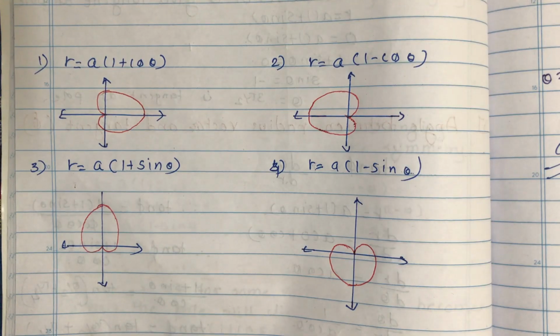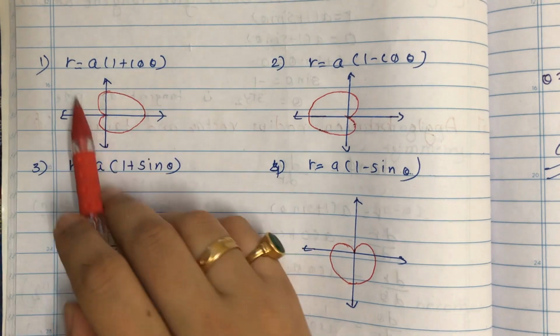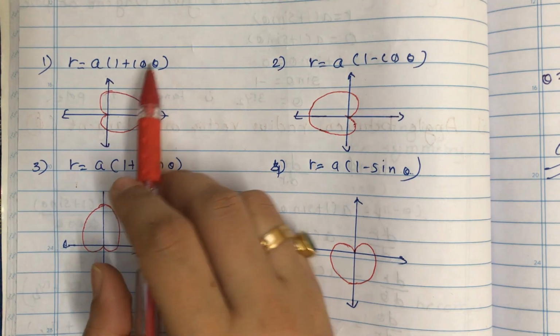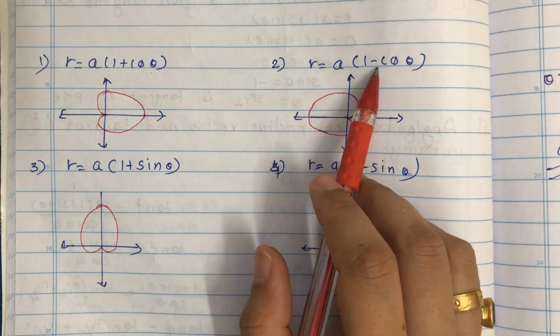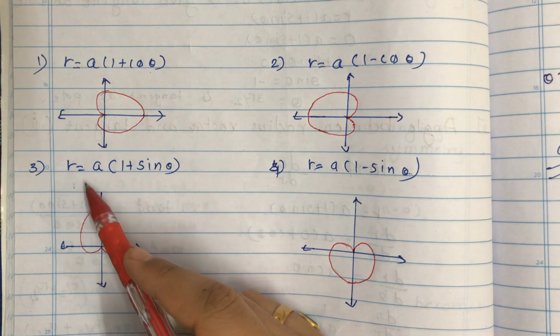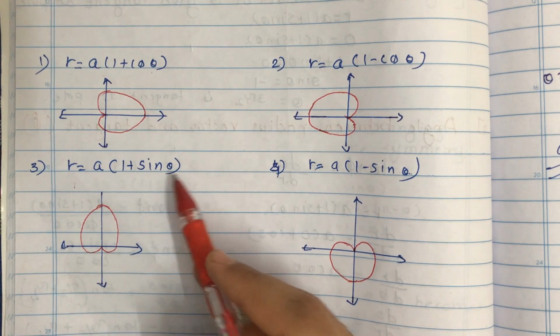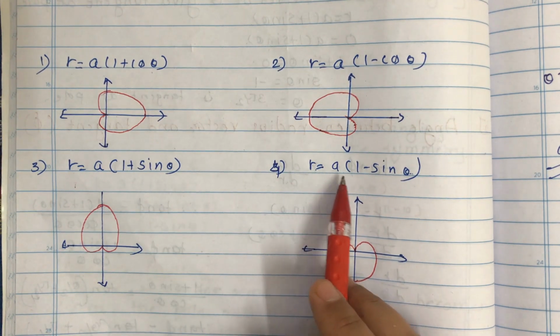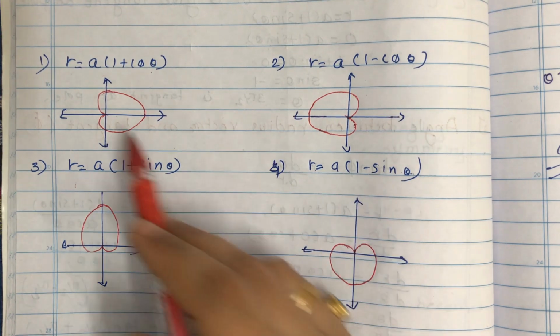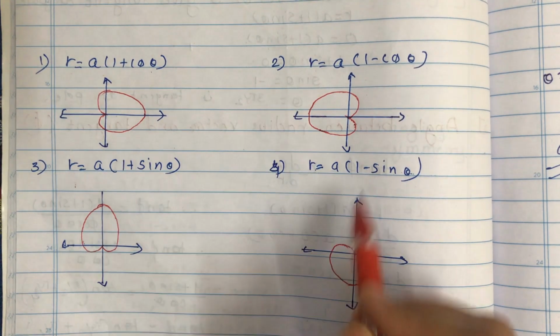There are 4 types of cardioid. First, r is equal to a in bracket 1 plus cos theta. Second, r is equal to a in bracket 1 minus cos theta. Third, r is equal to a in bracket 1 plus sin theta. And fourth one is r is equal to a in bracket 1 minus sin theta. And these are the corresponding graphs.